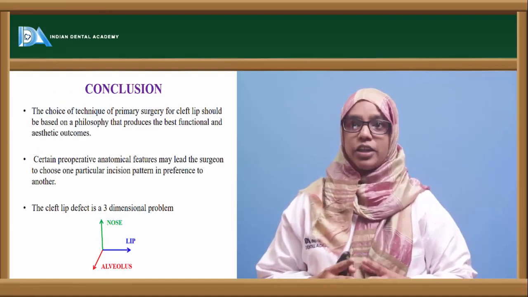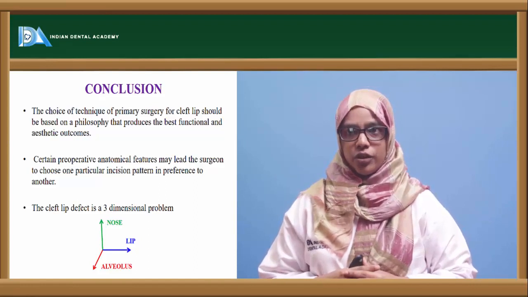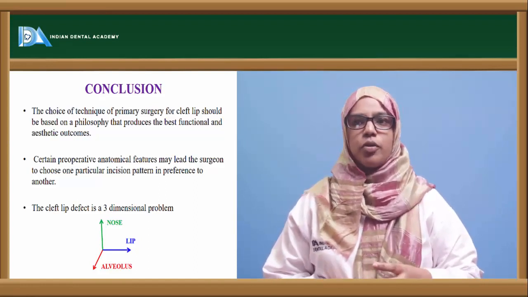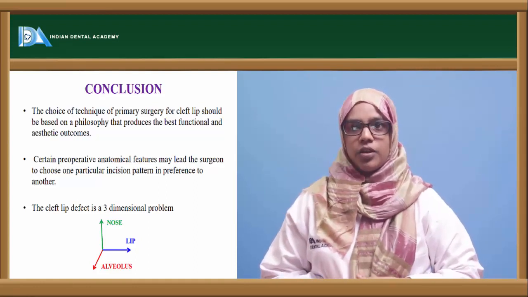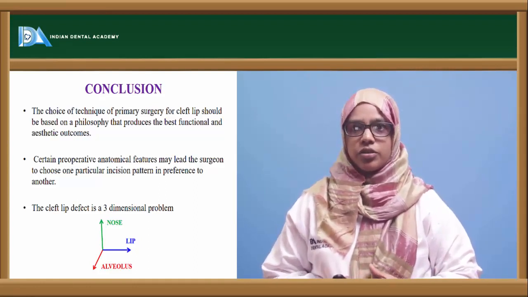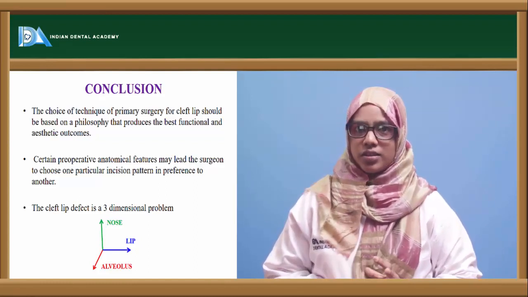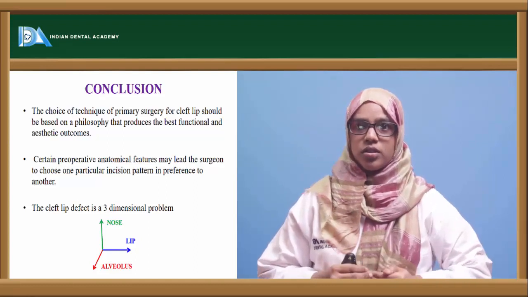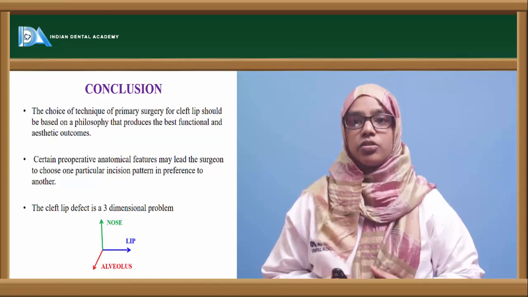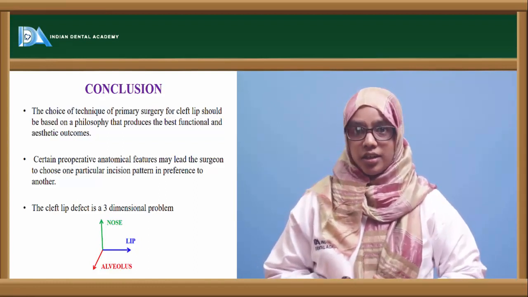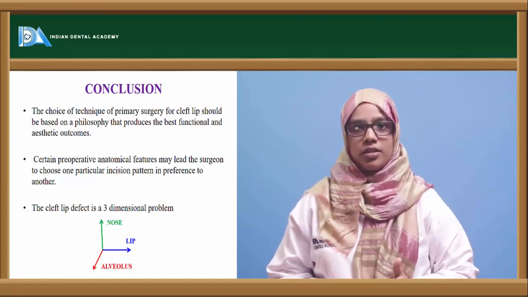With this, I would like to conclude by saying that the choice of technique for primary surgery of cleft lip and palate should be based upon the philosophy that produces the best function and aesthetic outcome. Certain preoperative anatomical features may lead the surgeon to choose one particular procedure. No matter what the surgical procedure is, what suits the surgeon best should be done, keeping in mind that cleft lip is a three-dimensional problem. It is not just the lip, it is the lip, the nose and the alveolus, and we need to address all of these as a whole.